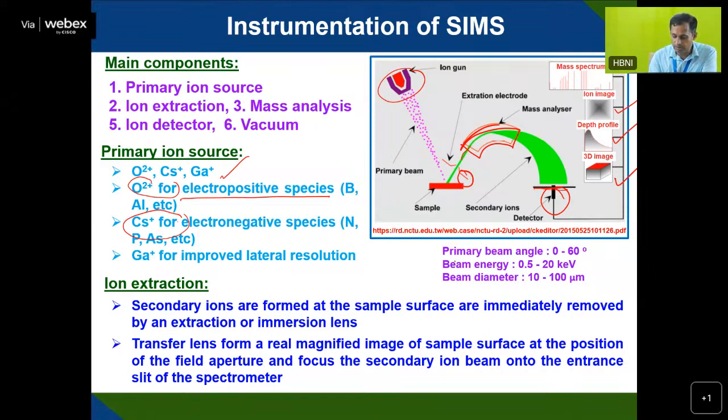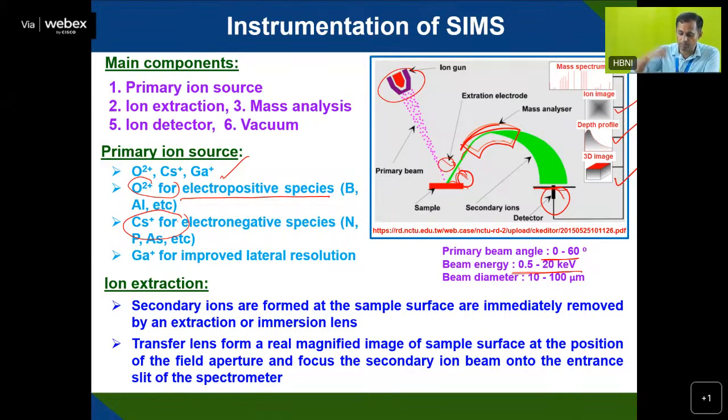Here you can see the primary beam at an angle of 10 to 60 degrees, with beam energy mainly 0.5 to 20 kilo electron volt, and it falls on the sample surface. The ion extractor is kept here, and the secondary ions formed at the sample surface are immediately removed by the ion extractor.